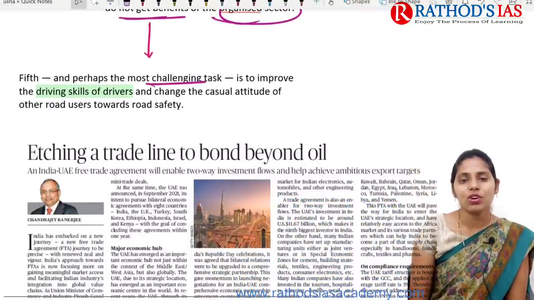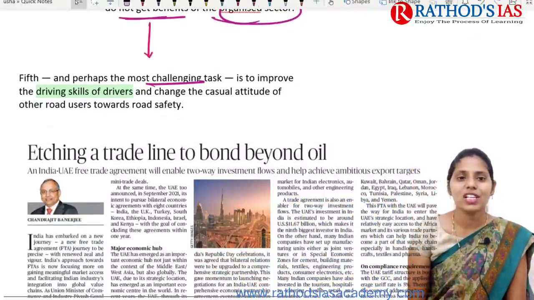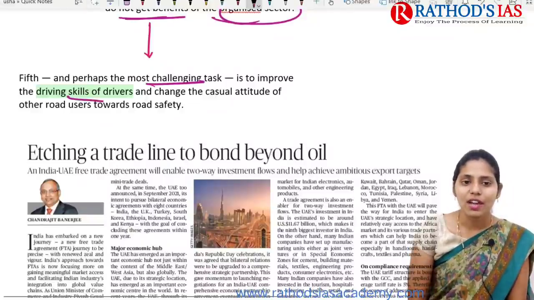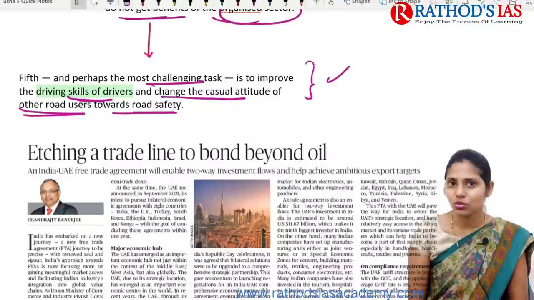And the next one, one of the important and most challenging tasks here, is to improve the driving skills of drivers, as well as change the casual attitude of other road users towards road safety. So this is also an important challenge that we are facing.